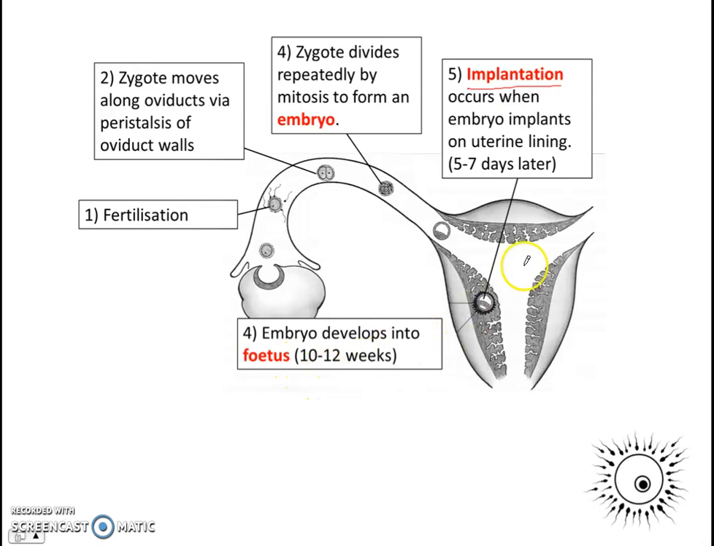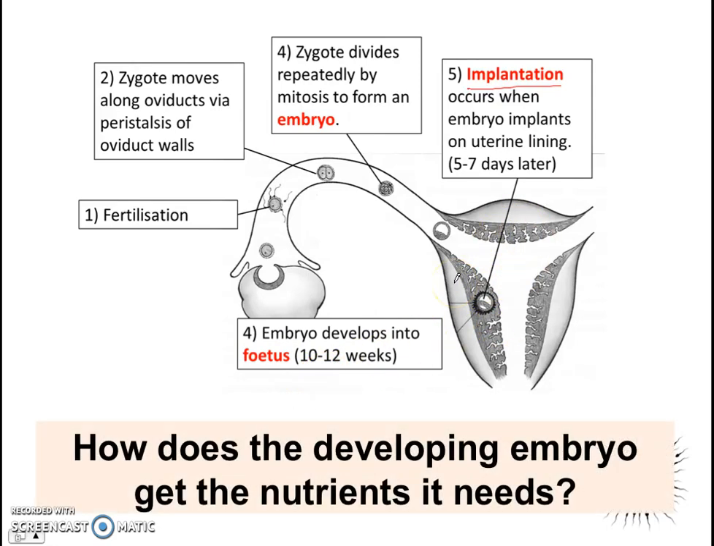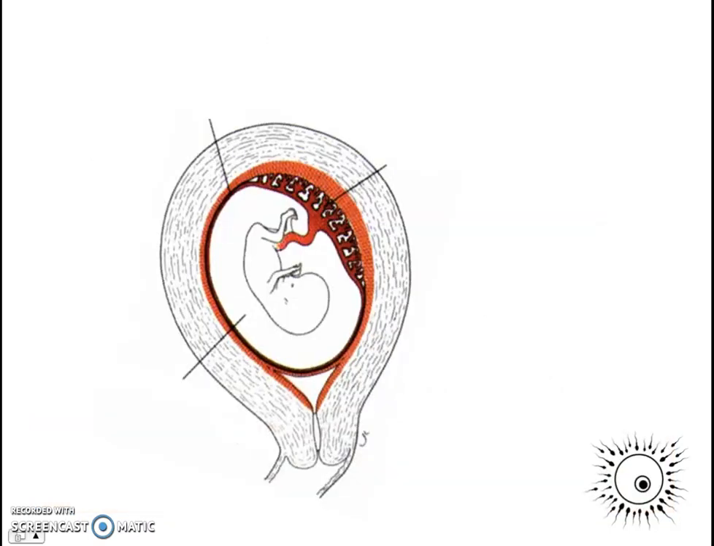So a big question that we need to answer is, how does this developing embryo get the nutrients that it needs? After all, it's a growing ball of cells. Cells are continually dividing, and structures are continually being formed, so it needs nutrients. So how does the developing embryo get all the nutrients that it needs? Well, there are a few main structures which help support the embryo's development during pregnancy.